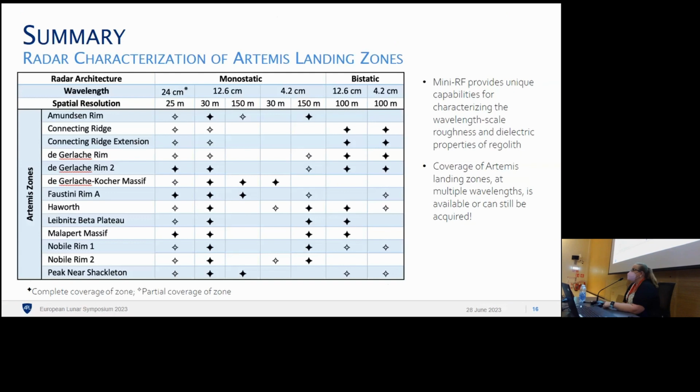And I'll leave this here. This is a summary of where we have data in the Artemis regions. We have coverage from all of the monostatic, and we're working on the bistatic data.